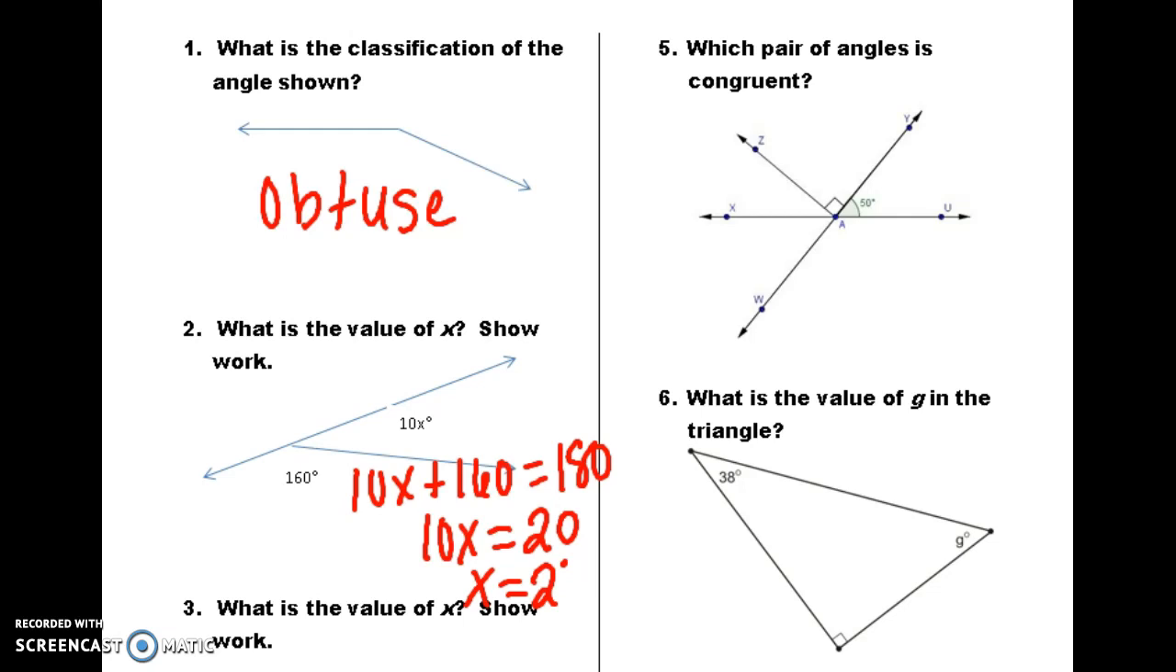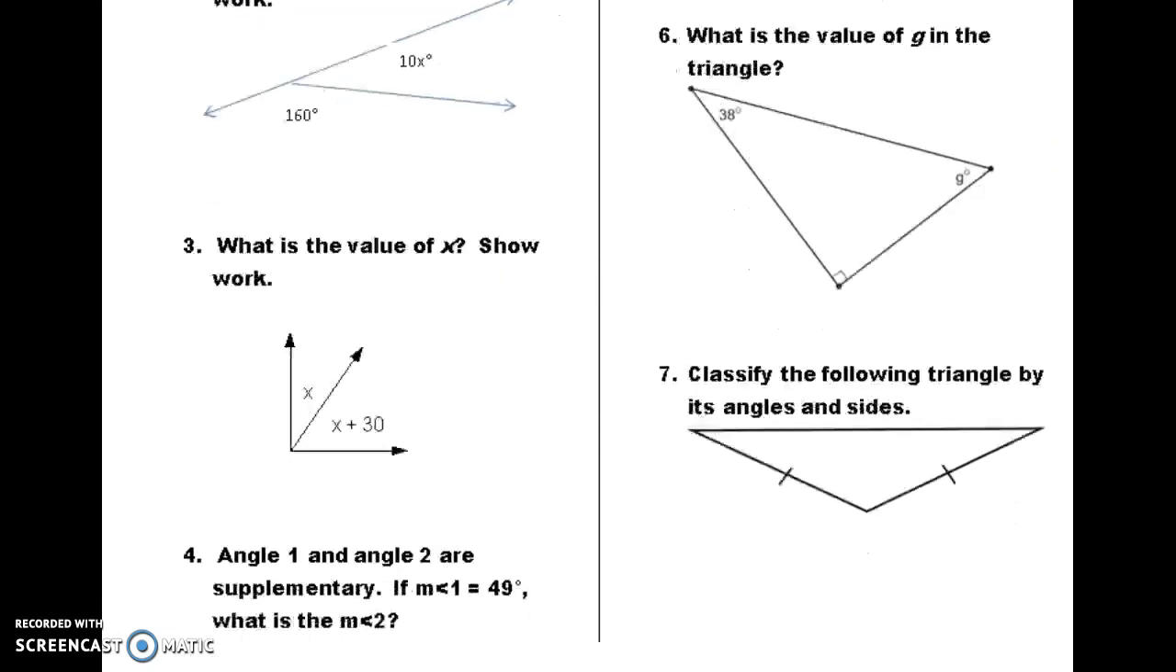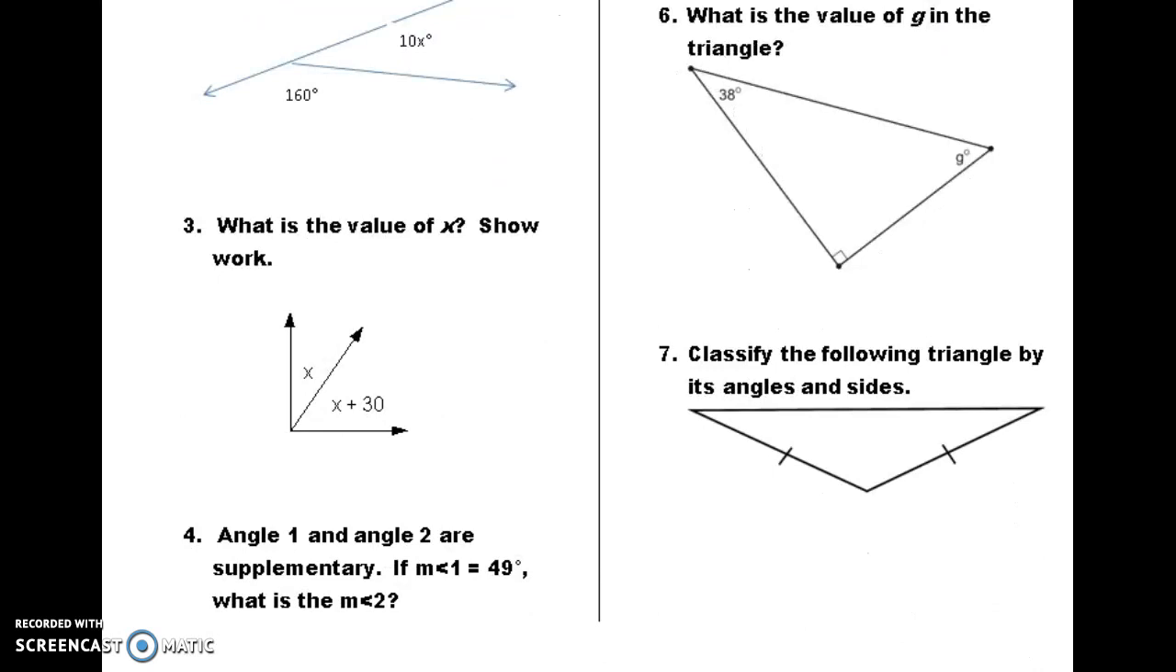Alright, the next one, number 3. What is the value of x? Show your work. So x and x plus 30 are complementary. That means if you add them together, they will equal 90 degrees. So x plus x plus 30 equals 90.